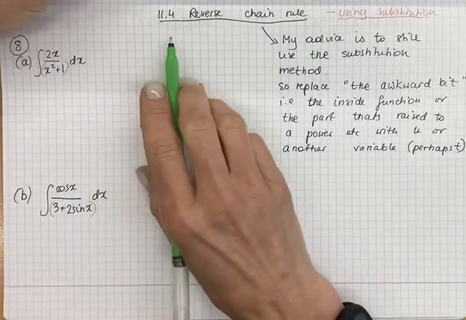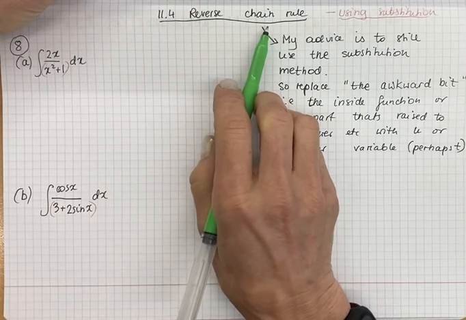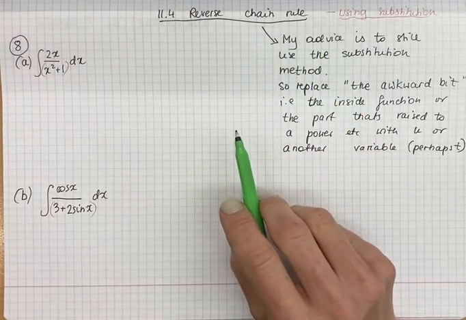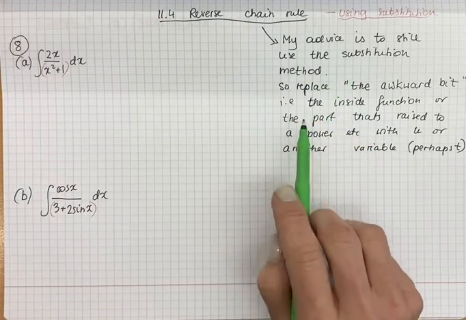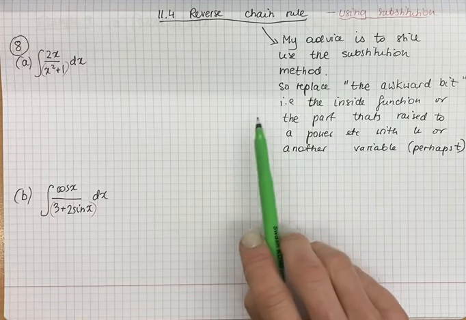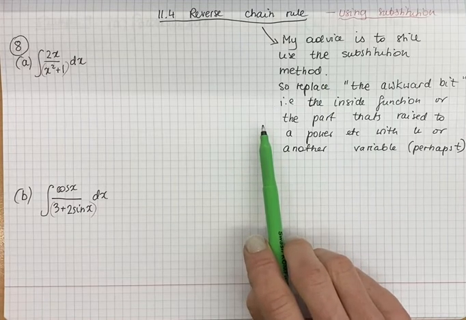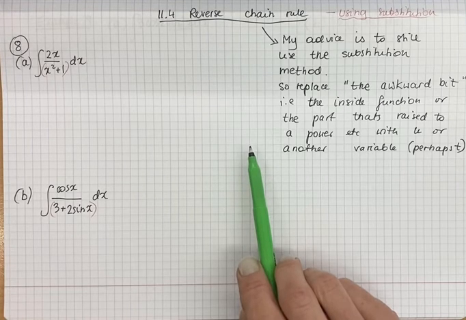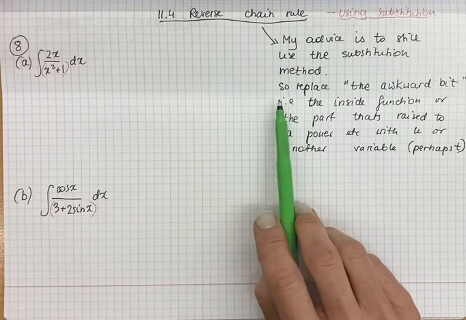Okay, section 11.4, reverse chain rule. We are going to do this section by using substitution. So here I've written my advice is to still use the substitution method, even though the book does it by applying reverse of chain rule and you spotting the patterns.